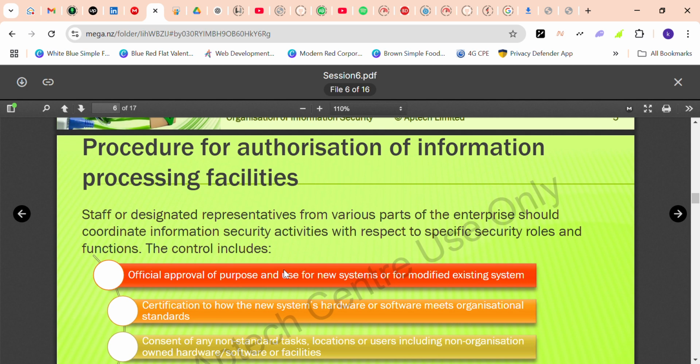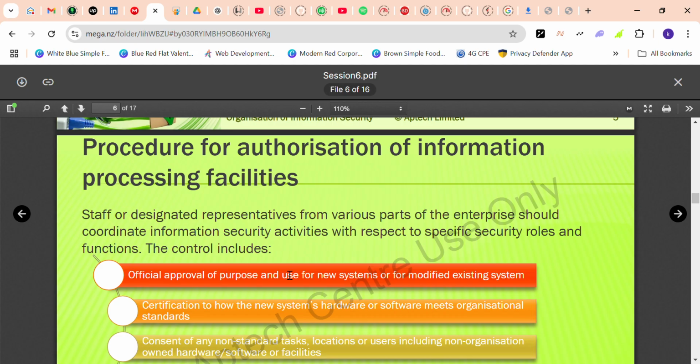Procedure for authorization of information processing facilities. Number one, staff or designated representatives from various parts of the enterprise should coordinate information security activities with respect to specific security roles and functions. The controls include official approval of the purpose and use of a new system, or of modification to existing ones.